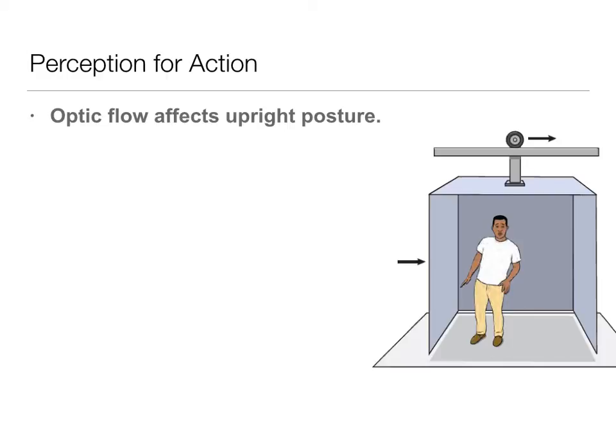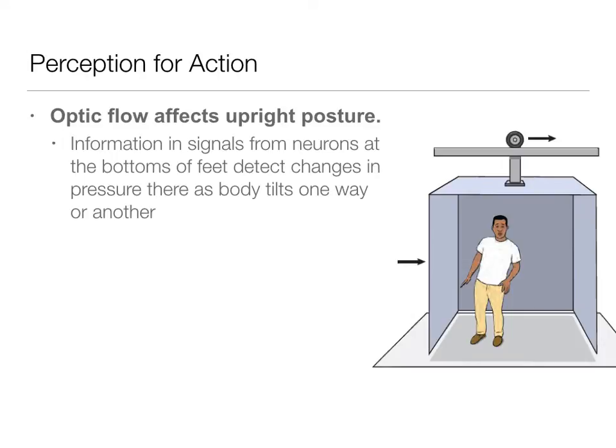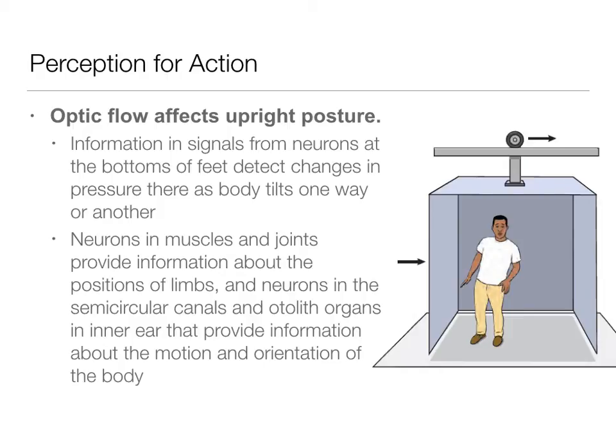Again, this affects our posture. We remember those babies readjusting themselves; we would do the same thing. This information that we're getting from the bottoms of our feet and the way we tilt one way or another is based on optic flow, based on this information around us. The neurons and the muscles and the joints provide information, and again there is this back and forth between our perception of movement and our action.